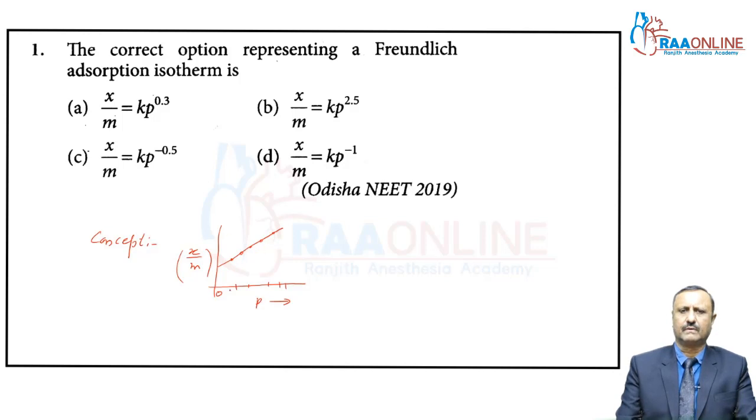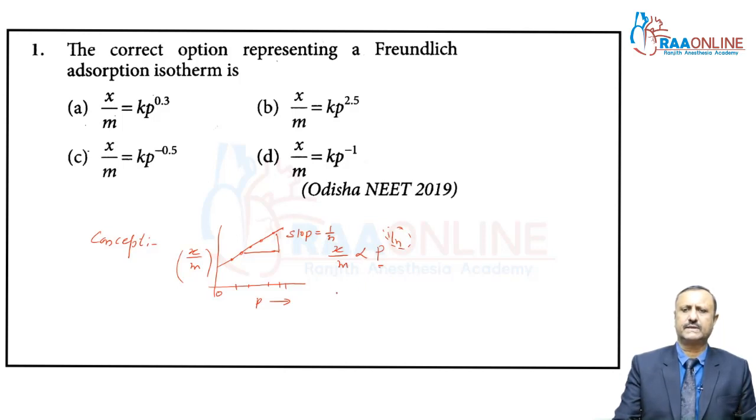It shows the relationship between x upon m and pressure: x upon m is proportional to P to the power 1 upon n. Why 1 upon n? Because after this point the pressure is constant. When x upon m is proportional to the pressure, you get this line, and the slope of this line is equal to 1 upon n. So here the slope is equal to 1 upon n.